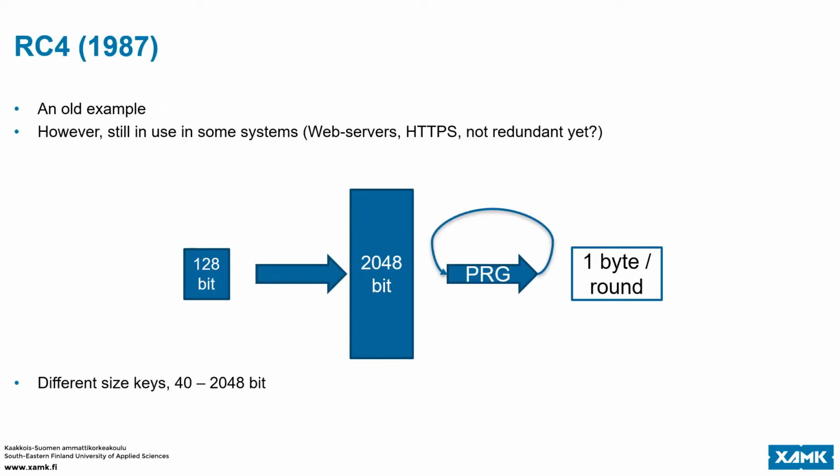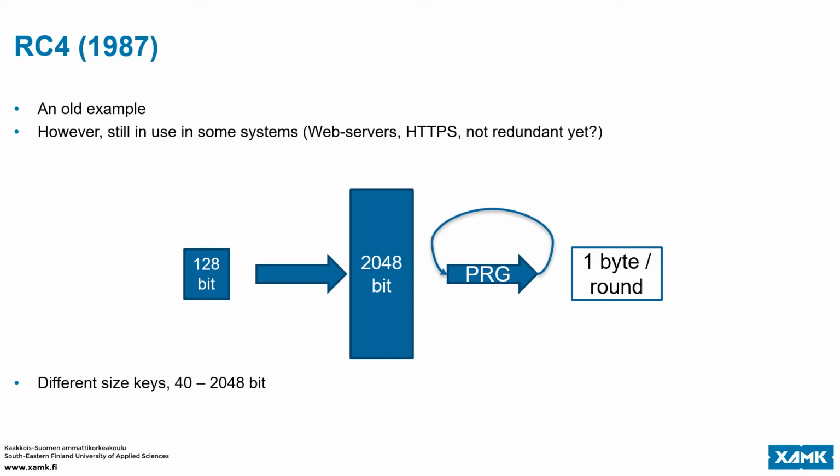Finally, to end the section of lectures about stream ciphers, we take a look at a couple of stream ciphers used in the real world. We'll start with an older example, RC4 or ARC4. This cipher is getting a little old, but it can still be seen in the wild. For example, some web servers could still be using ARC4, so it's not like this is redundant just yet.